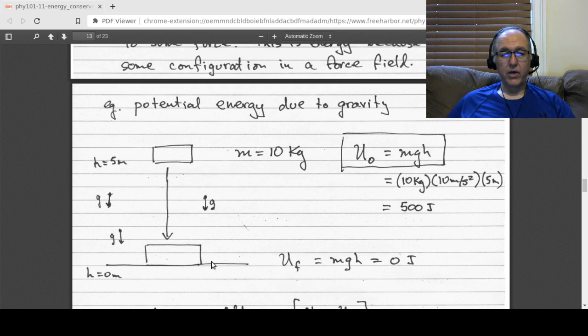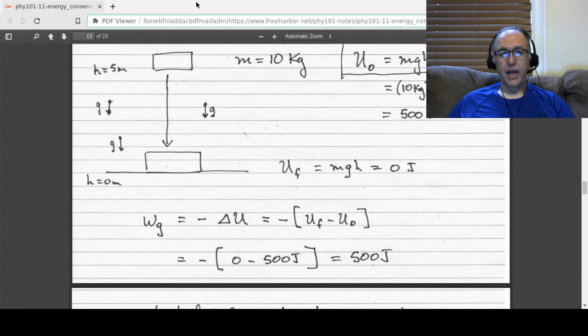And so you could say, all right, well, let me calculate the potential energy. The potential energy at the top here is going to be mgh, and the potential energy at the bottom is 0. And so you could see that the change between the initial and the final potential energy is just equal to mgh. And so you could write that the work due to gravity is just negative the change in potential energy, which is negative the final potential energy minus the initial potential energy. The final potential energy, at ground level, is 0. The initial potential energy was the block up at 5 meters, and that was, in this example, 500 joules. And so the work is 500 joules.